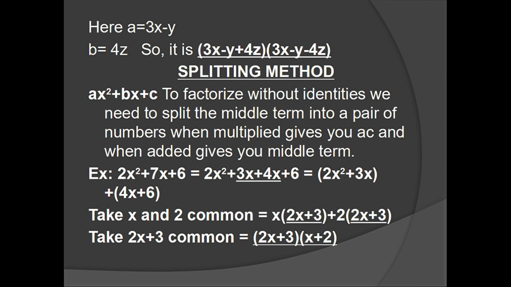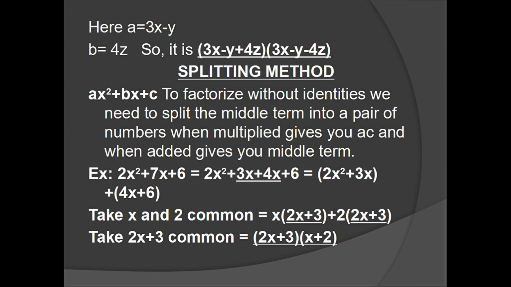Here, what is the numerical coefficient of the first term? It is 2. And the numerical coefficient of the last term is 6. So when we multiply these two, 2 into 6, we get 12. So what are the factors of 12? 12 can be listed as 1 into 12, 2 into 6, 3 into 4. As you can see, 3 plus 4 I can write as 7. So there I will split the middle term 7x into 3x plus 4x. So I'll get 2x square plus 3x plus 4x plus 6.